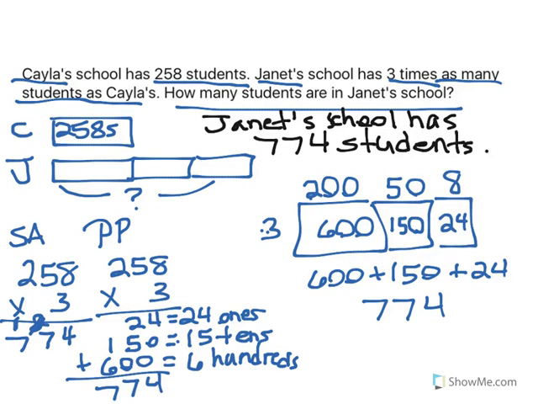You can use standard algorithm, partial product, and area model to solve regular multi-digit multiplication problems or word problems that involve multi-digit numbers. Please use this video to help you solve your problems, and I hope you find a strategy that's just right for you to solve your multiplication problems.